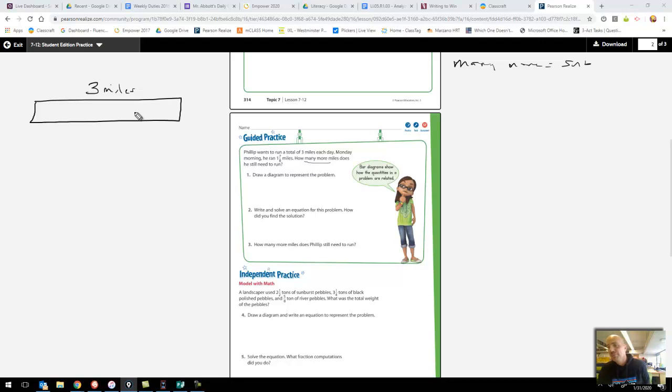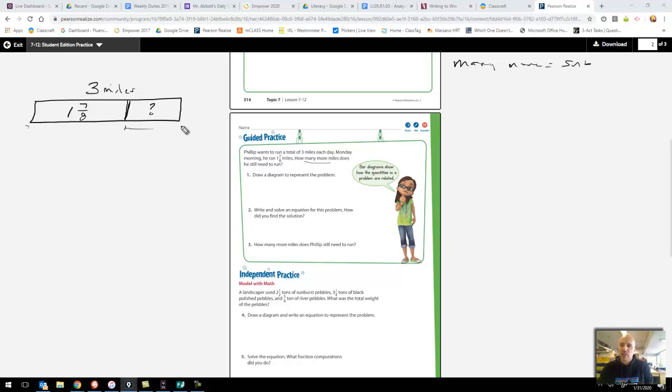And on Monday morning, he ran 1 7/8. 1 7/8 is a little more than 1.5. It's going to be about right here. If this is 0 and this is 3, and this would be 1 and this would be 2, it's less than 2. I'm just thinking about proportions when I'm making this, so don't worry too much about it. 3 miles will be the whole thing, and he already ran a total of 1 7/8. And this part right here is what I want to find out. How much does he have left?